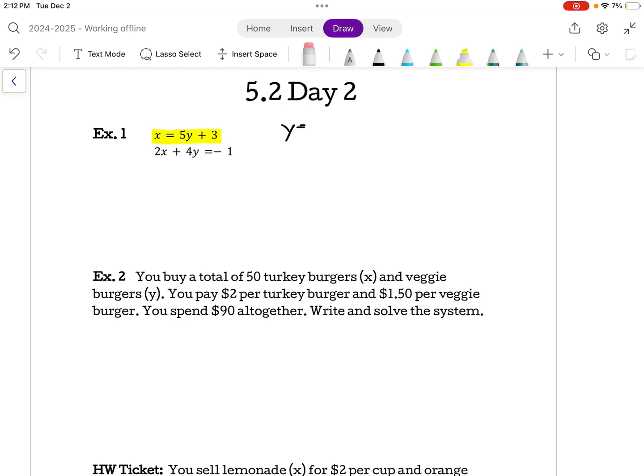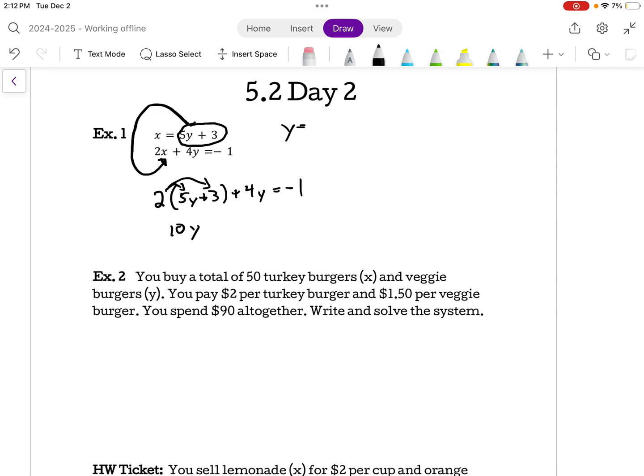We can substitute in. So I have x is equal to 5y plus 3. I'm going to circle what I have solved for x. Now the difference is, instead of plugging that into y, this is what x equals. So I'm going to take that information and plug it into the x value. So now in example 1, I would have 2 times x, which is what I circled, plus 4y equals -1. And then I'm just going to solve that like a normal equation.